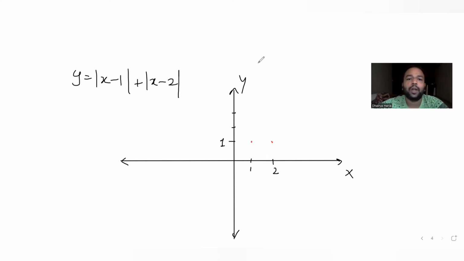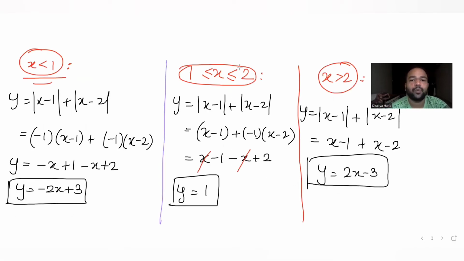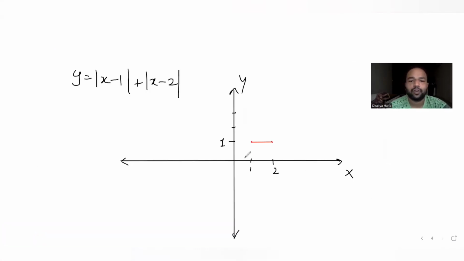So from x equal to 1 to 2, we know y is equal to 1. So if I plot that line, I get this. Now we know x less than 1 gives you y equal to minus 2x plus 3. If I compare it with y equal to mx plus c, I get y-intercept is 3 and the slope is negative. When the slope is negative, we get a descending line. So I will have a descending line with y-intercept equal to 3. So 0, comma 3. This is your y-intercept.